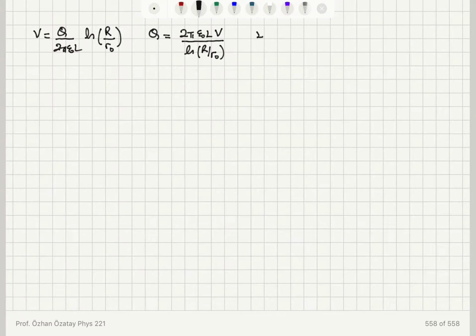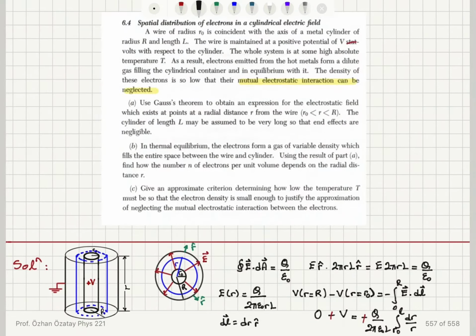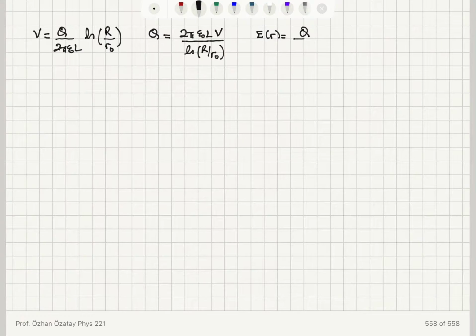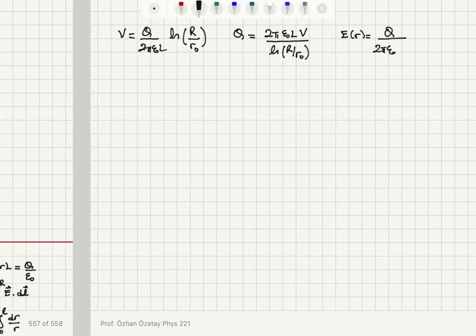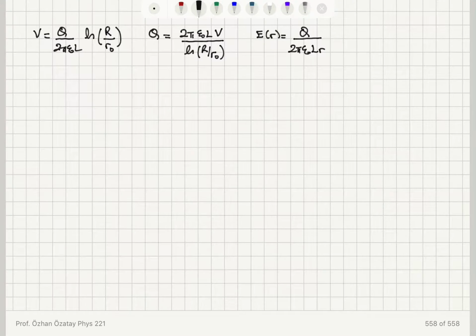So since the electric field was given as a function of r as Q divided by 2 pi epsilon 0 L r, I substitute for Q this result. I find that 2 pi epsilon 0 L V divided by natural logarithm capital R over R0 multiplied by 1 over 2 pi epsilon 0 L r. So that's going to be the electric field as a function of r.